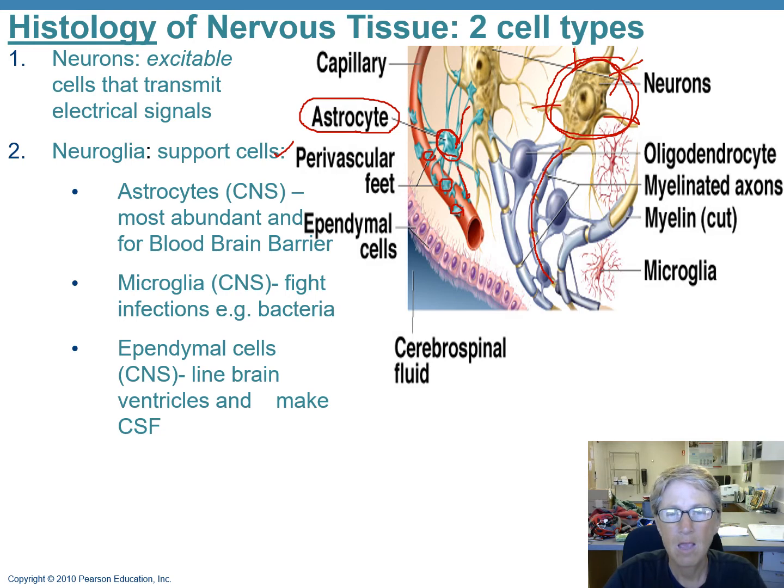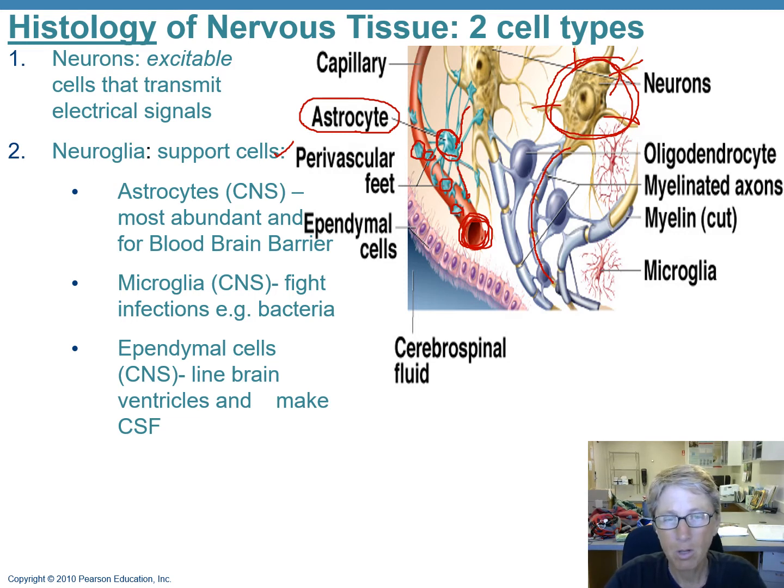But if you want to get out of a blood vessel, so this red thing is a blood vessel, if you are a compound and you want to get out of this blood vessel into the brain, to the neurons, you have to get interrogated by these little foot processes on astrocytes before you can get into an area where you could contact a neuron.